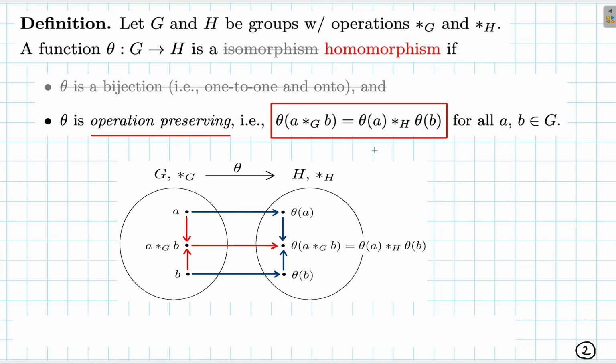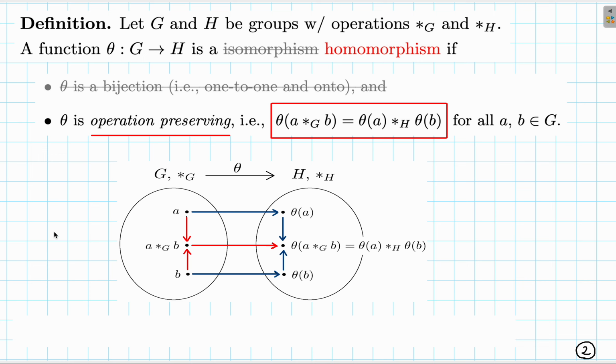And let's do a quick review of this relationship right here. It's saying we can take a pair of elements in G, and we can either multiply them first in G and then apply theta to that product, or apply theta to a and b individually and then multiply those outputs in H. And those two processes will yield the same result. And that's what it means for theta to be operation preserving.